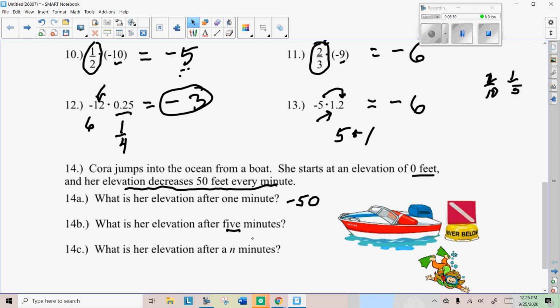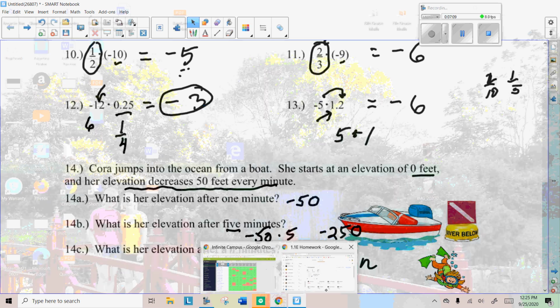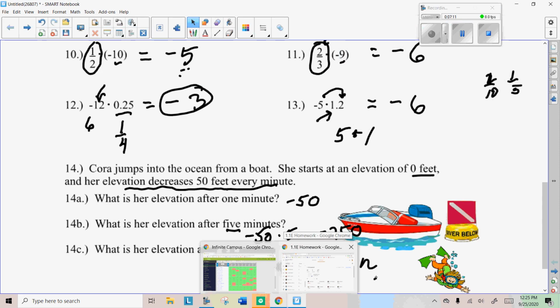After 5 minutes, we would have to do -50, adding that 5 times, or we could just do -50 times 5, which is 50 times 5 is 250. So -50 times 5 would be -250. And so for every minute, we're going to multiply -50 times however many minutes there are. So -50 times n.